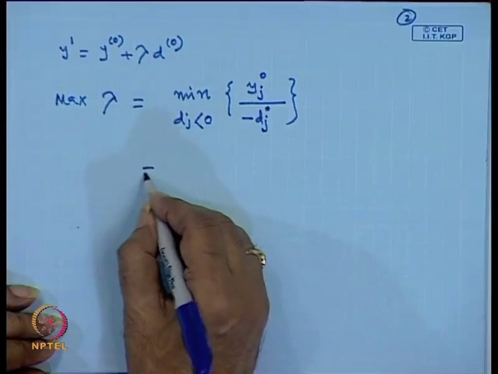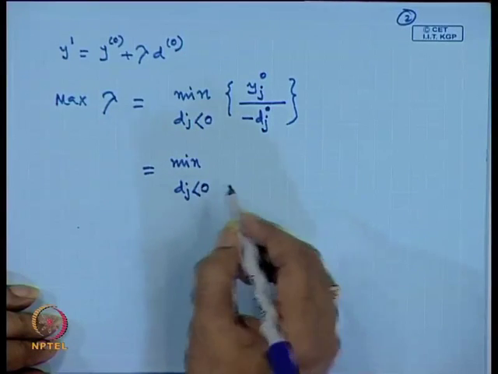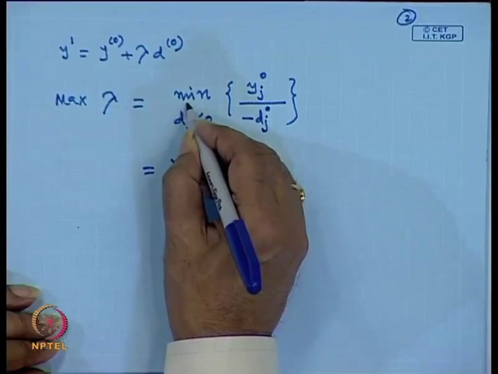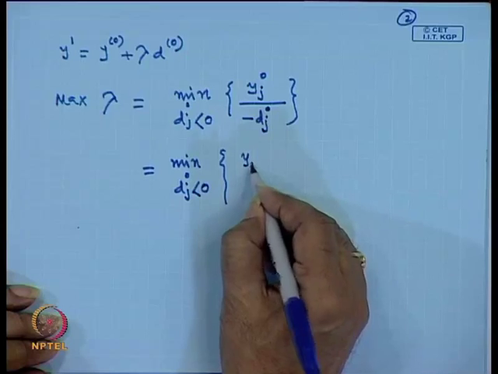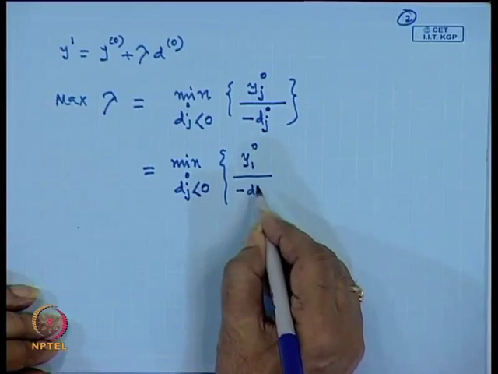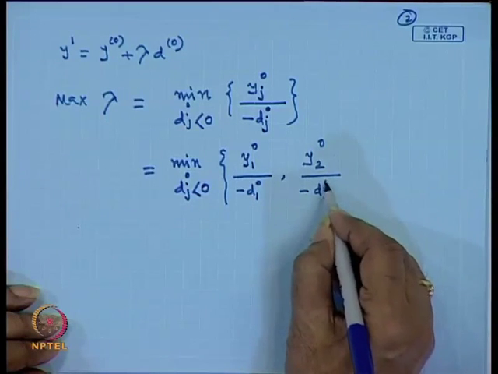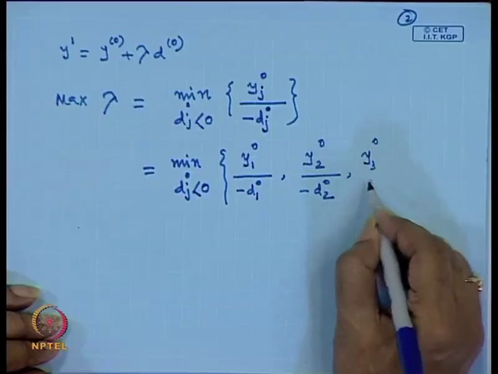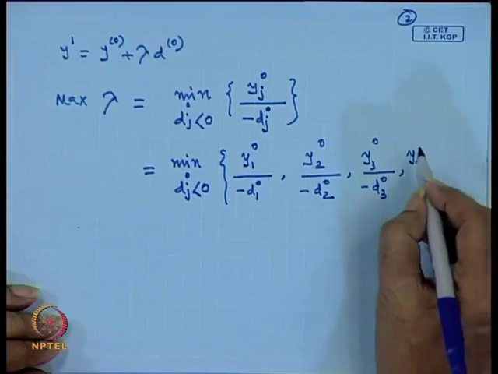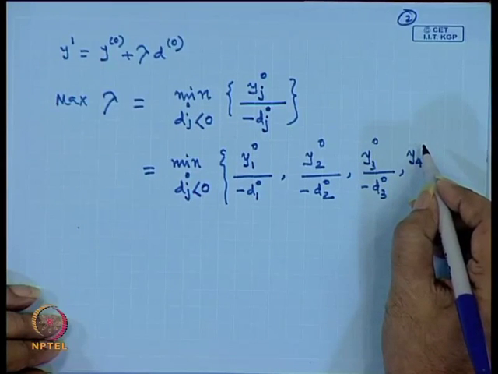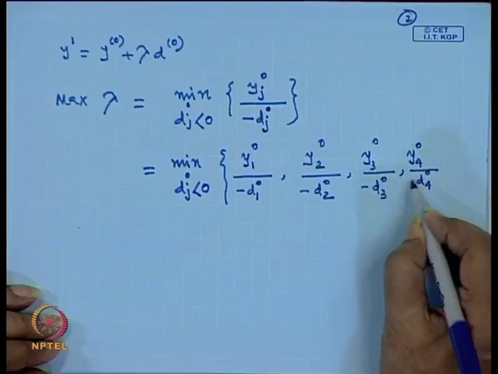For this problem, you see what we are getting here: dj superscript 0. If you write it out, it is y1 superscript 0 minus d1 superscript 0. Another point is y2 superscript 0 minus d2 superscript 0. Then the third one is y3 superscript 0 minus d3 superscript 0. And the last one is y4, since y has four coordinates, minus d4 superscript 0, when you convert the standard LP problem into a scaled LP problem by transformations.